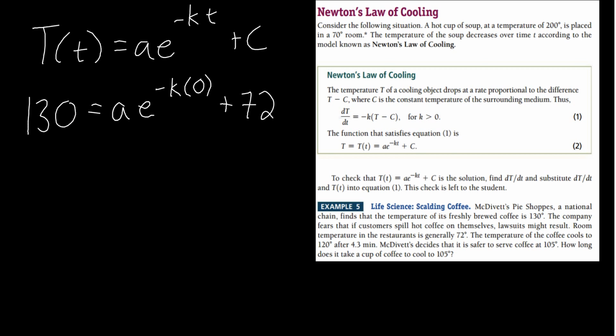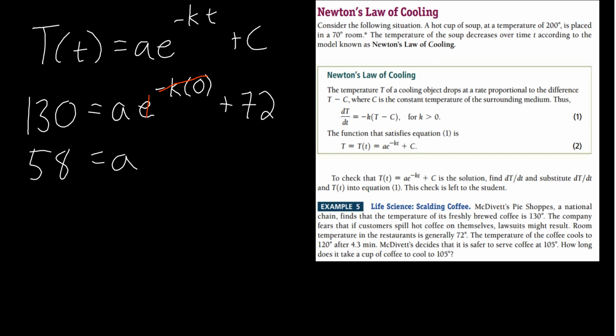So we're going to have to just solve for A here, and we can do this in our head. This goes to 0. e to the 0 is 1, so A times 1 is just A. And so all I have to do is subtract 72 from both sides. So subtracting 72 from both sides, we end up with 58 is equal to A. Okay, cool. So we have A now. So that helps us out.